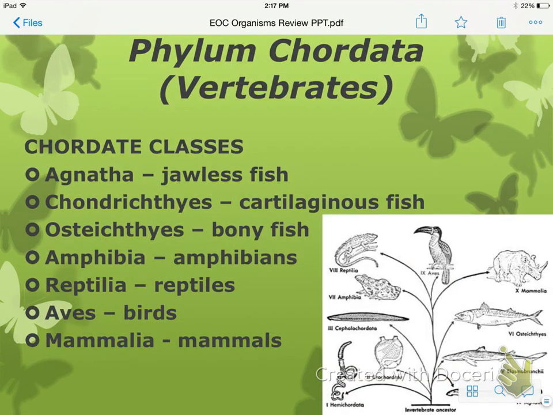And then phylum chordata, these are your vertebrates. So there's major chordate classes. So you have the jawless fish, Agnatha, Chondrichthyes, which have cartilage, so C and C, that's easy to remember, C and C. Osteichthyes are bony. O and bony starts with an O for Osteichthyes. Amphibia, amphibians, Reptilia, reptiles, Aves, birds, and Mammalia, mammals. And once again, I'd pause here and review, but otherwise, you are done.